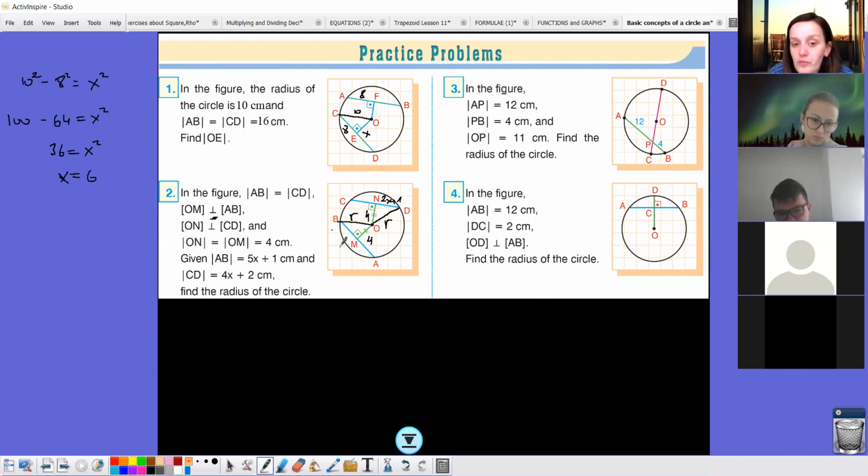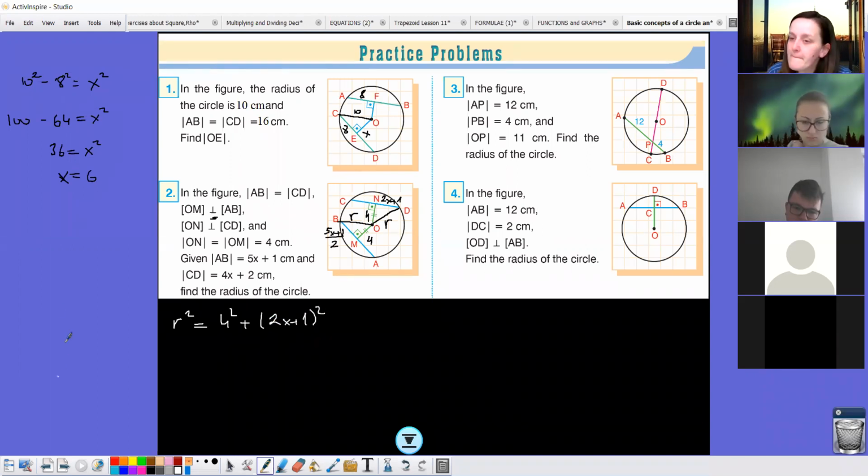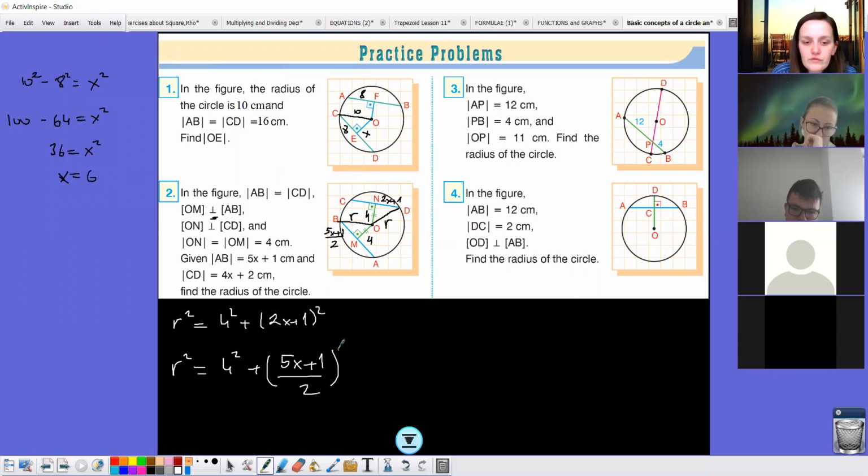And BM, if I'm looking for BM, what will BM be? 2.5x plus 0.5. I will write it like this, 5x plus 1 over 2. Yes, the Pythagorean theorem for both of them. R squared is equal to 4 squared plus 2x plus 1 squared. Yes? And for the other one, R squared is equal to 4 squared plus 5x plus 1 over 2 squared.